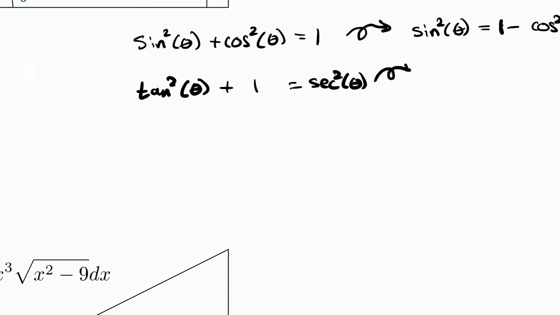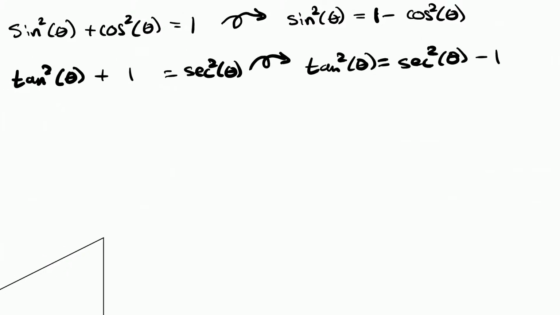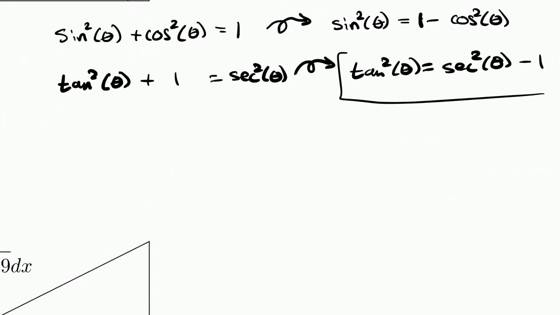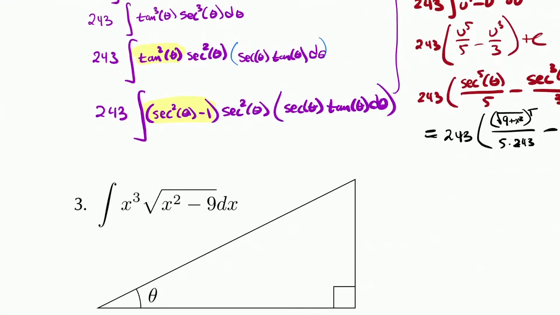And that can be rearranged to be tangent squared is equal to secant squared theta minus 1. So it's that one right there. This is what I did, is I took tangent squared and I just turned it into secant squared minus 1.